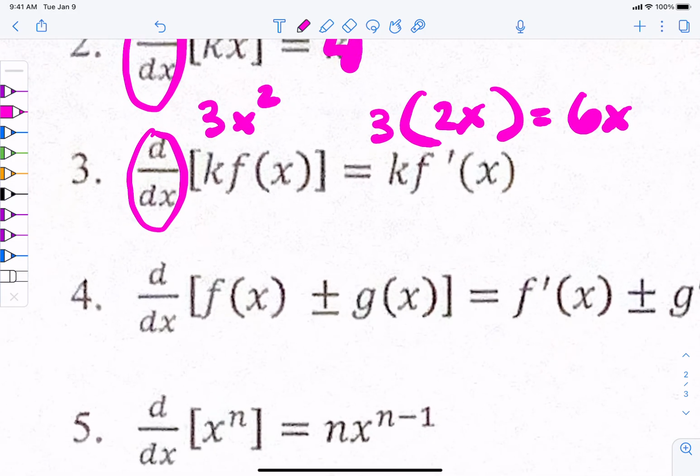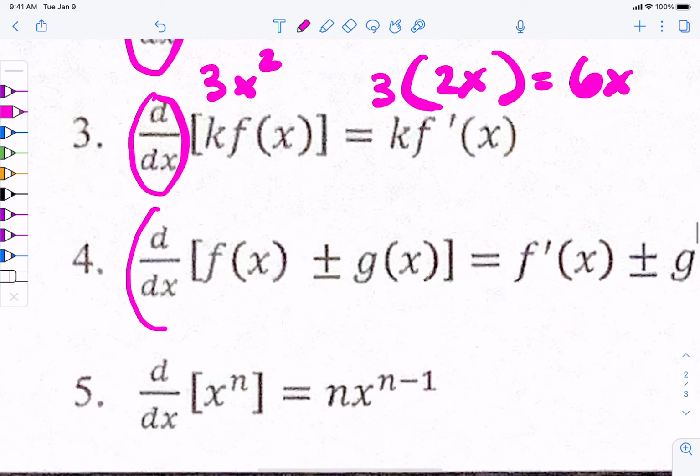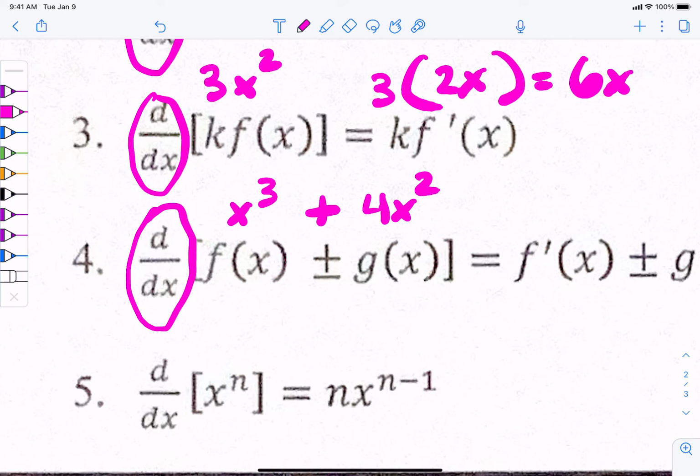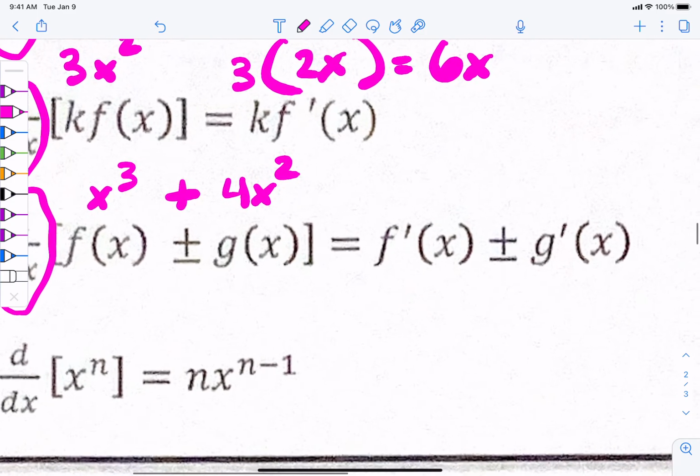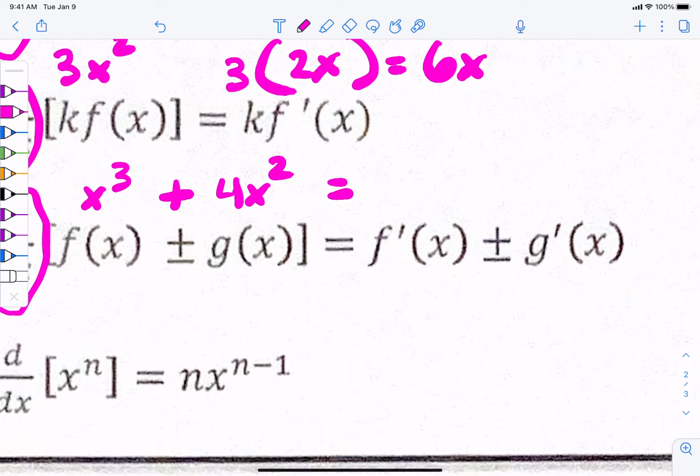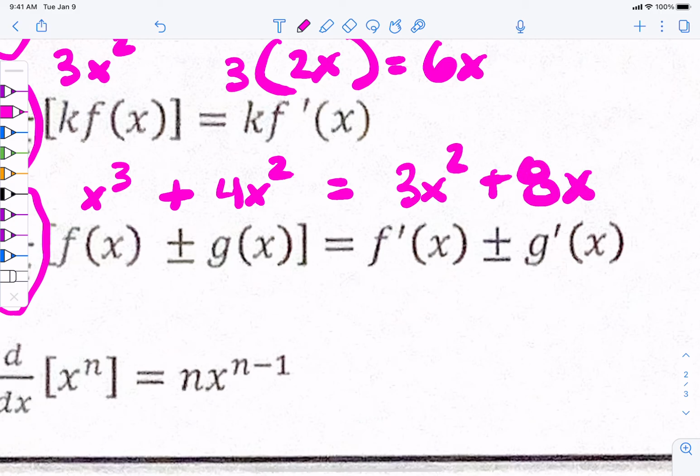These are all the rules. Number 4 is saying find the derivative of things that are added together. So like x to the third plus 4x squared. And when you're taking the derivative of those things, it's just saying find the derivative of the pieces individually. So what will the derivative of that guy be? 3x squared plus 8x. There he is.